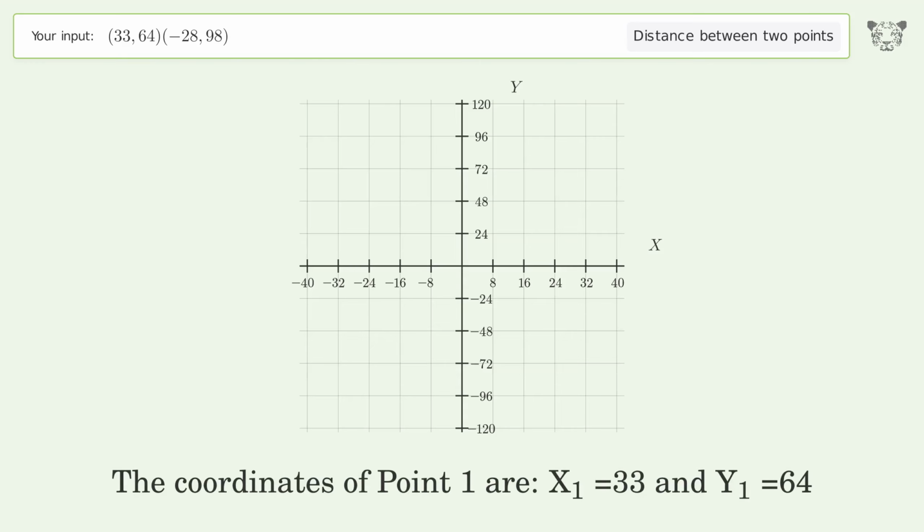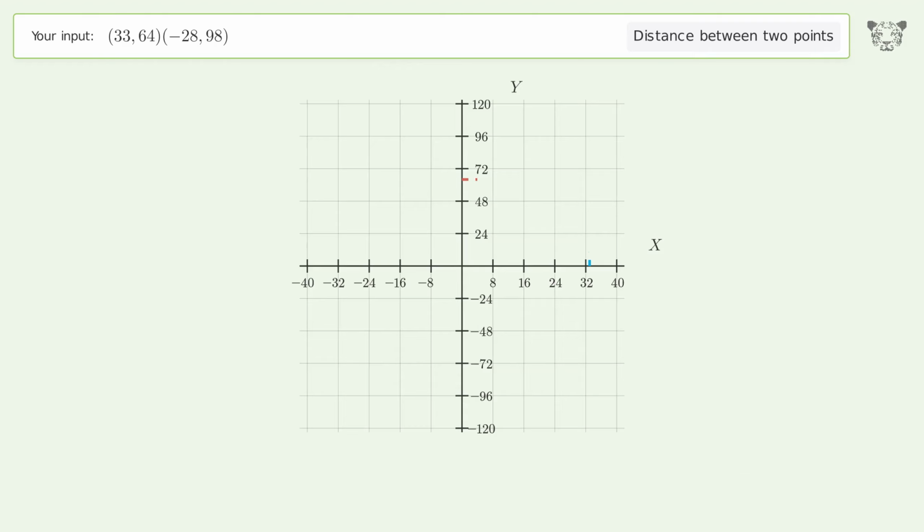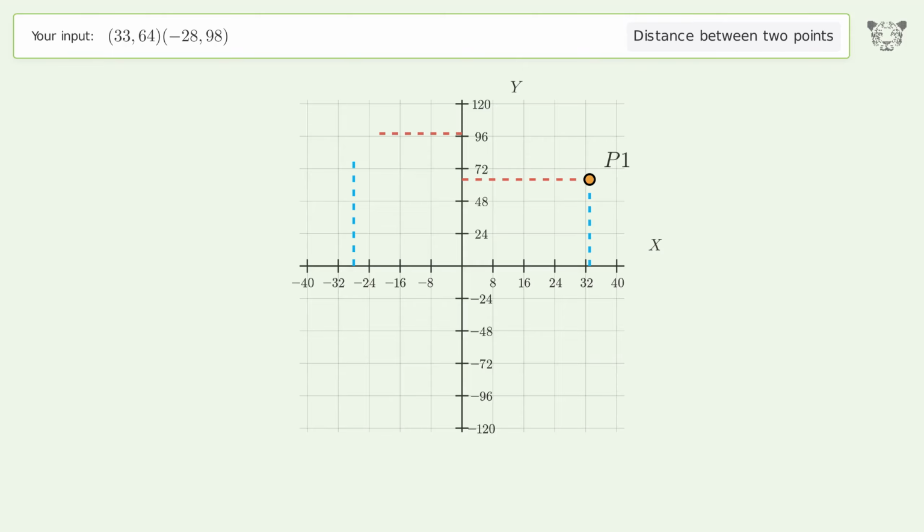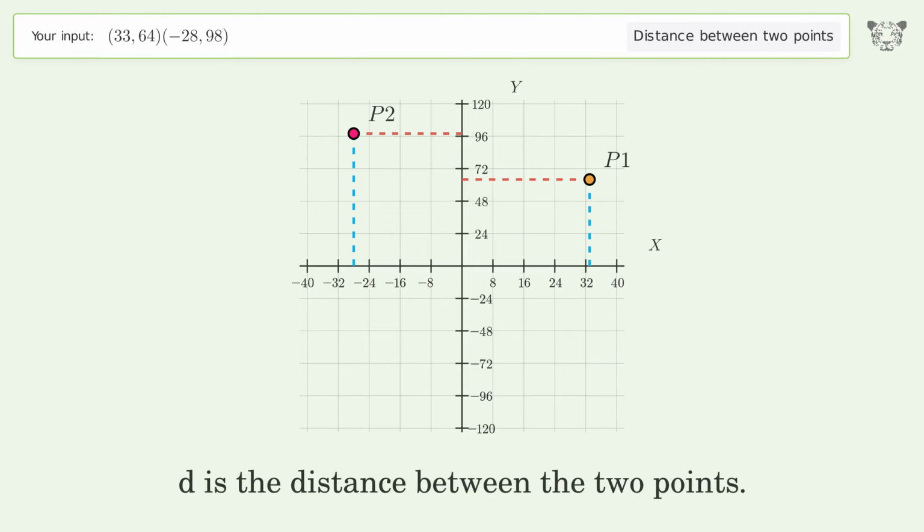The coordinates of point 1 are x1 equals 33 and y1 equals 64. The coordinates of point 2 are x2 equals negative 28 and y2 equals 98. D is the distance between the 2 points.